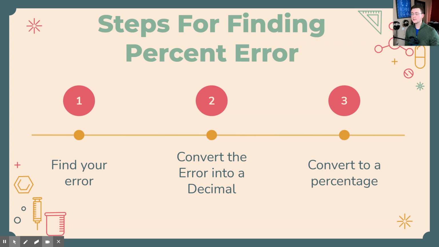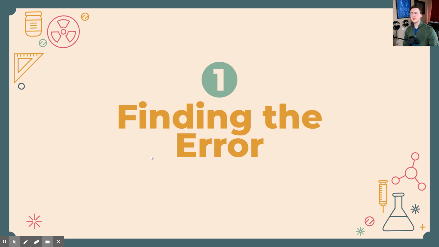Number 2, we need to convert the error into a decimal. And we need to do that so then we can get to step 3, which allows us to convert to a percentage. So we need to go from a decimal into a percentage. We can't go to that percentage until we've converted it into a decimal, and that's why step 2 is there. It's that kind of middle piece allowing us to eventually get it to a percentage. So let's look at that first step, just finding the error.